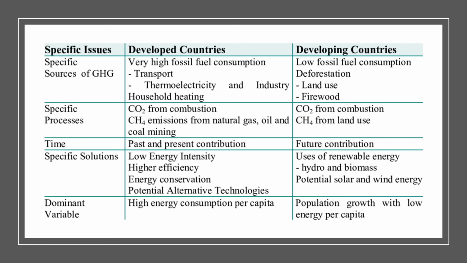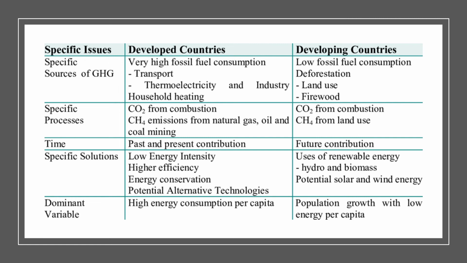Another difference between them is the issues. In developed countries, the specific sources of GHG are very high: fossil fuel consumption, transport, thermoelectricity, and industrial and household heating. But the issues in developing countries are low fossil fuel consumption, deforestation, land use, and firewood. The specific processes of developed countries are CO2 from combustion, and CH4 emissions from natural gas, soil and coal mining, while in developing countries it is CO2 from combustion and CH4 from land use.